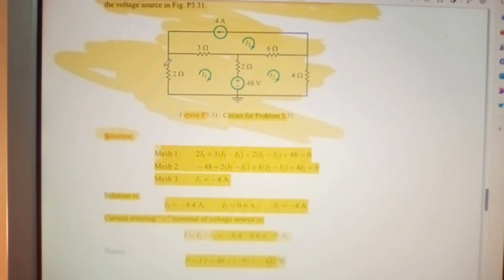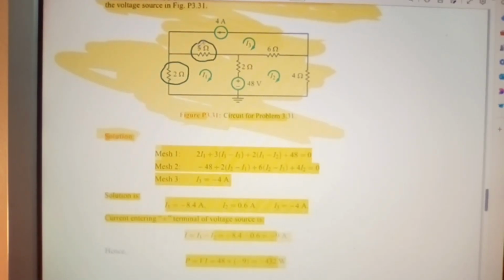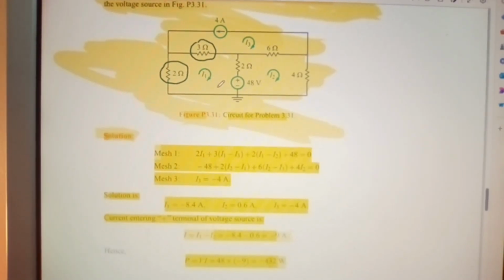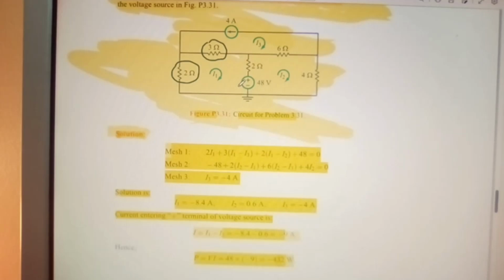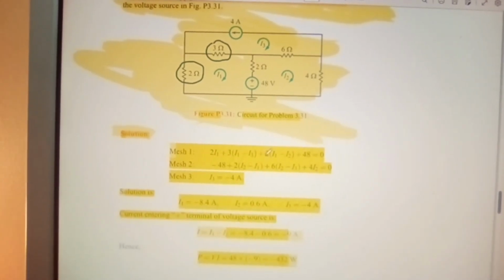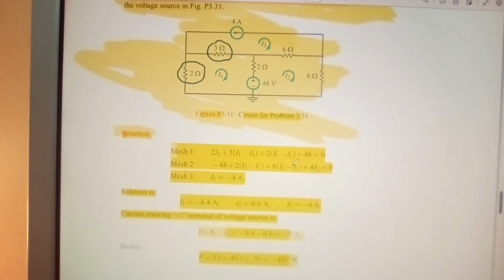You're looking at this here and this here. I1 minus I3. Plus 2I1 minus I2 plus 48 equals 0. Now 48, why does the 48 come in? Because you can see here is your 48 volt supply source. Okay.